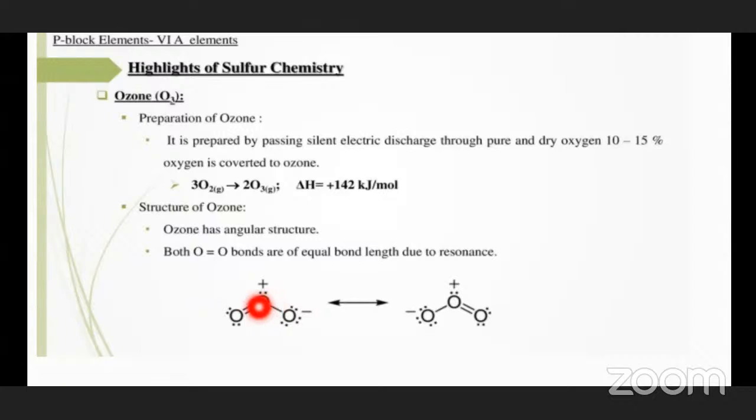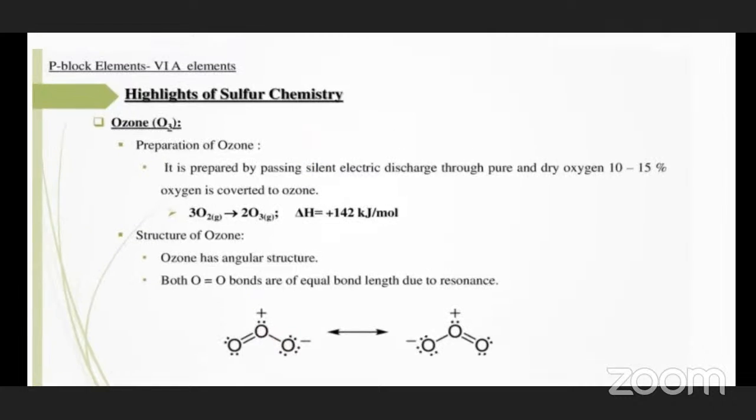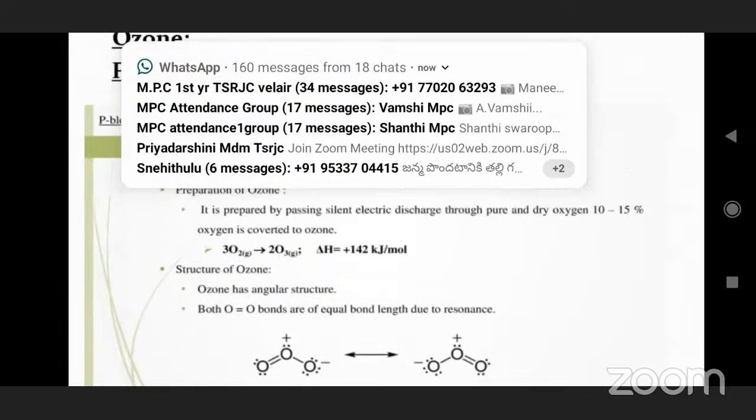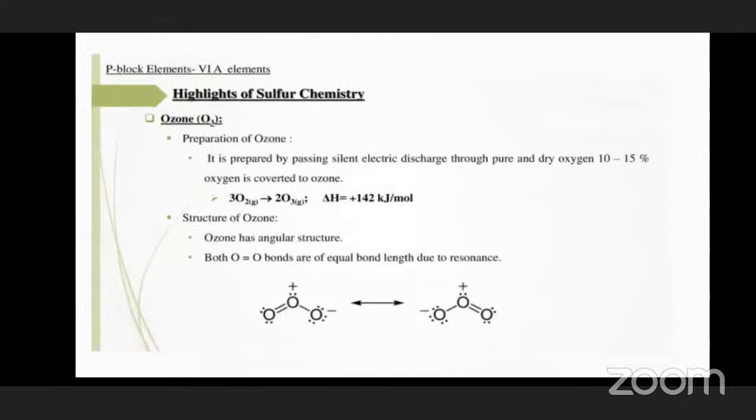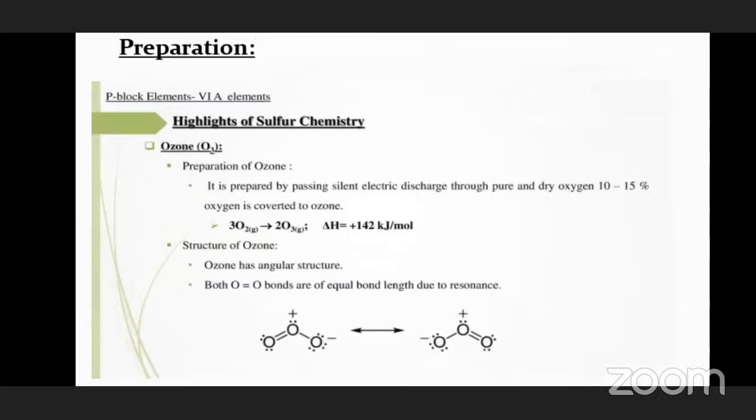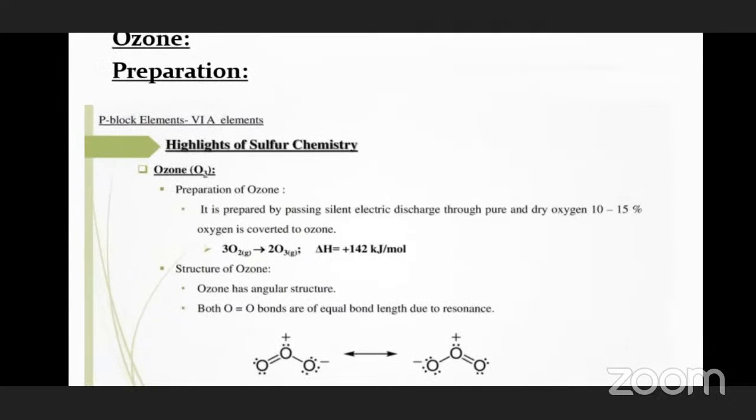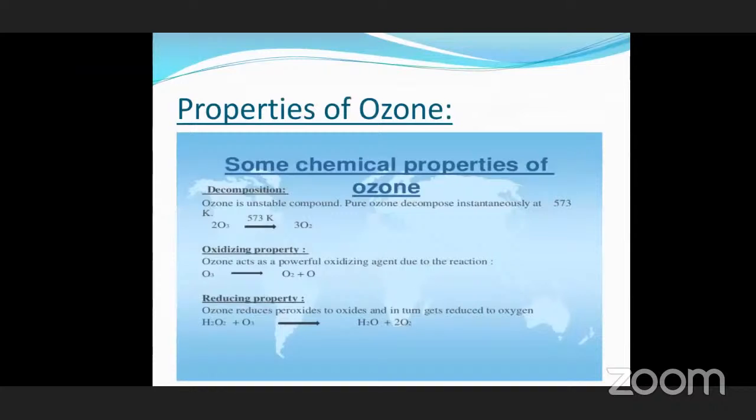Here, a double bond is there. Here, a single bond is there. By converting one pi bond from here to here, what happens? Here the double bond converts into a single bond, and here the single bond converts into a double bond. Look like here, there is a double bond, and here there are single bonds. This process is nothing but resonance structures.